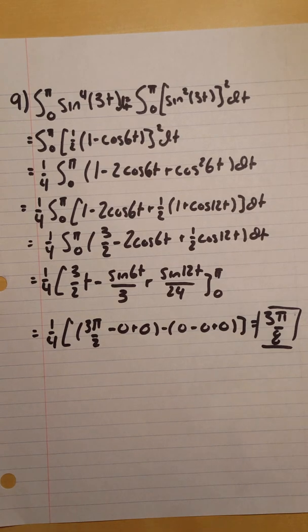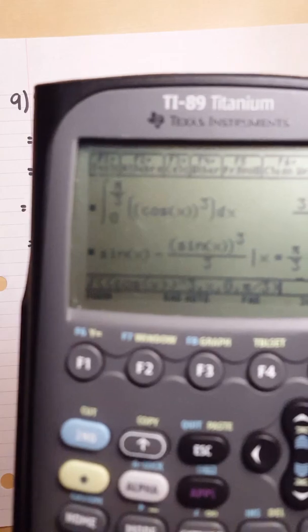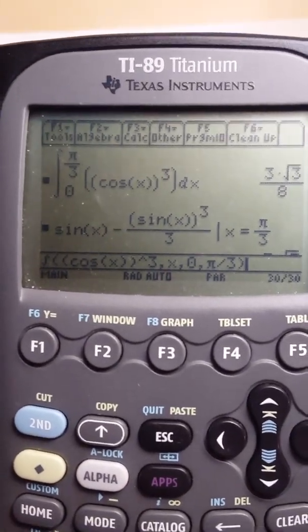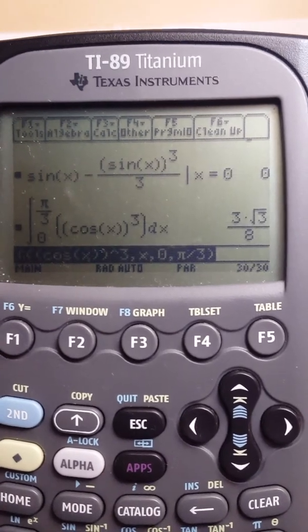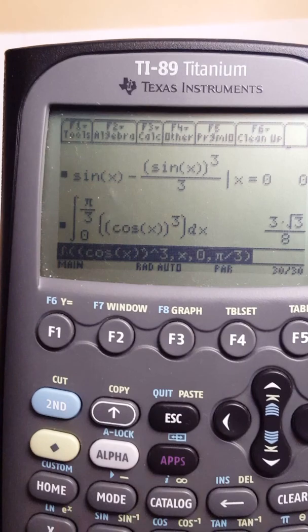I'll show you how to do some sort of integral on your calculator like that. So let's say you want to do the integral of that first problem, cosine x cubed, from 0 to pi over 3. So what you're going to want to do is type it in to your calculator like this. If you have an 89, you type it in like that, you set the limits, you set the x, it'll spit out this answer.